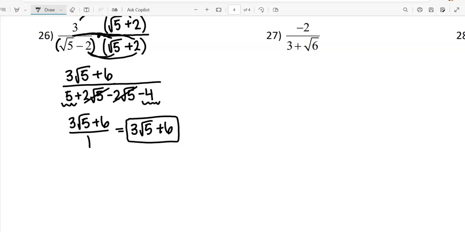Sure. You want to try number 27 on your own? Try it. I'll give you about maybe a minute.